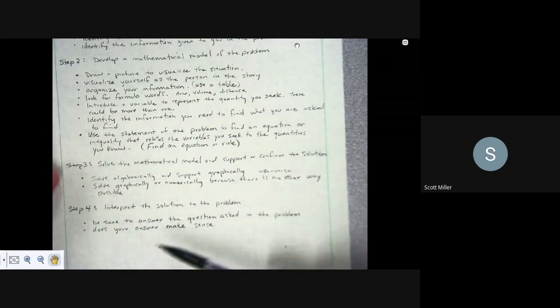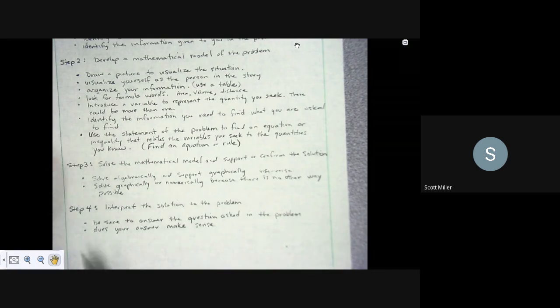Okay? And does your answer make sense? A lot of times people get an answer and they say, oh, there it is. Like, how long does it take you to grow a tree? And you get an answer of -4. Okay? Well, that doesn't make sense. How do you get a time of -4? So make sure your numbers make sense to the problem.